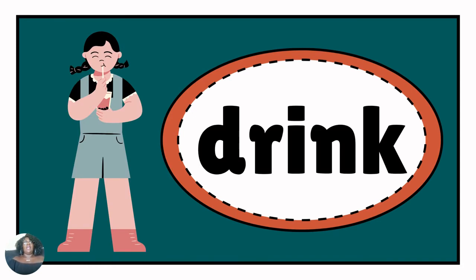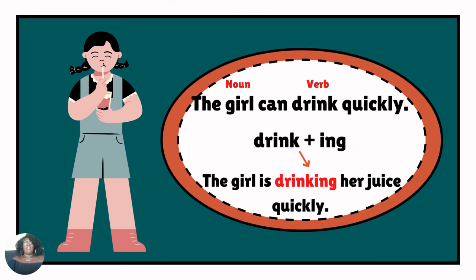Drink. Again, pronunciation, drink. The girl can drink quickly. Girl is the noun. Drink is the verb. Drink describes what the girl can do quickly. Drink plus ing becomes drinking. Notice the arrow and the red word. The girl is drinking her juice quickly. Drinking is the action verb showing physical movement.